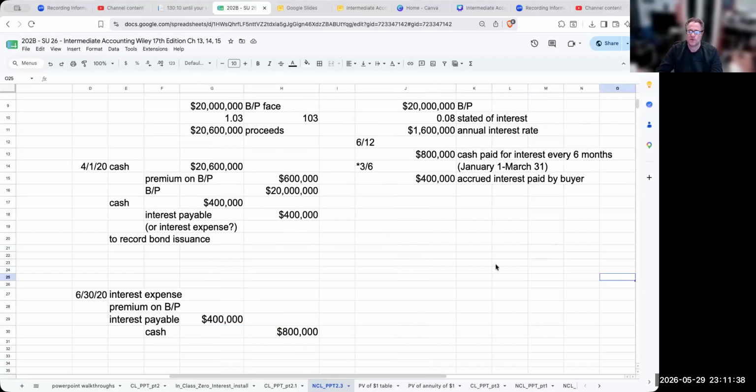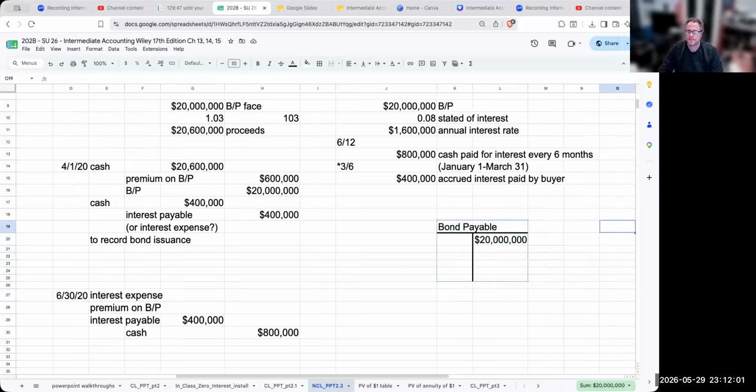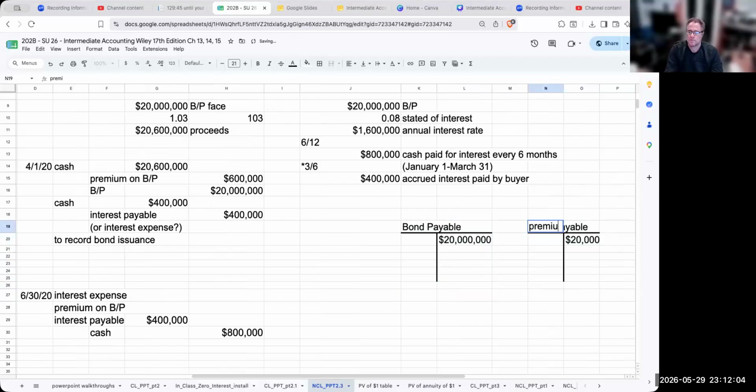Well, I want to start using my T accounts now. So I've got over here my bond payable, 20 million. And I also am going to have a premium on bond payable. And my premium on bond payable is going to be roughly 600,000.